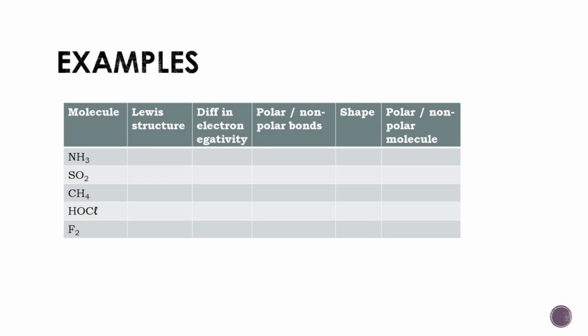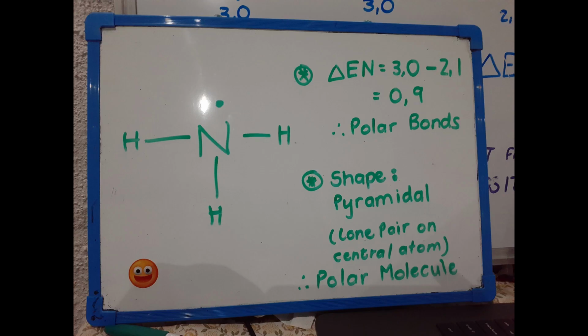So the first one, ammonia. If we look at the difference in electronegativity, it's 3.0 minus 2.1, which is 0.9. Therefore, those are polar bonds. The shape is pyramidal. There are lone pair electrons on the central atom. That makes it a polar molecule. And see, I even gave you a sticker if you got it right. So if you've got stickers or stars at home, you're welcome to give yourself some.